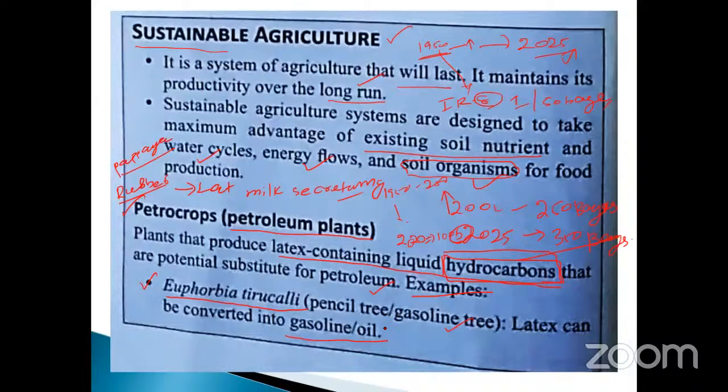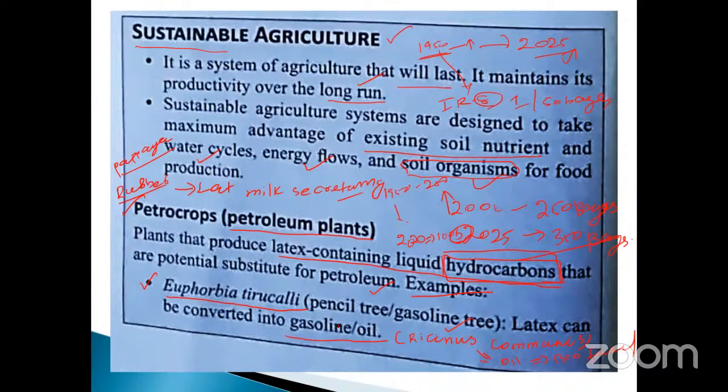For example, Ricinus communis. Okay, my dears. Ricinus communis is also one of the oil plants. That is called biofuel, because the plant produces the oil. Coconut is also a biofuel.